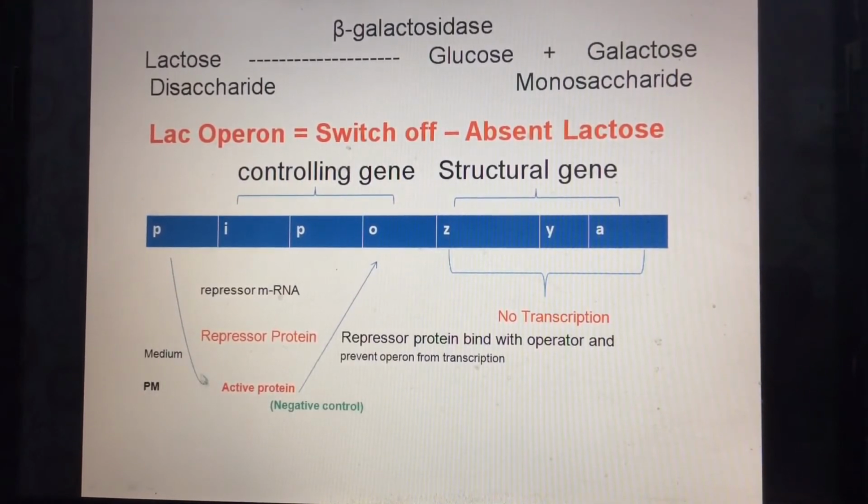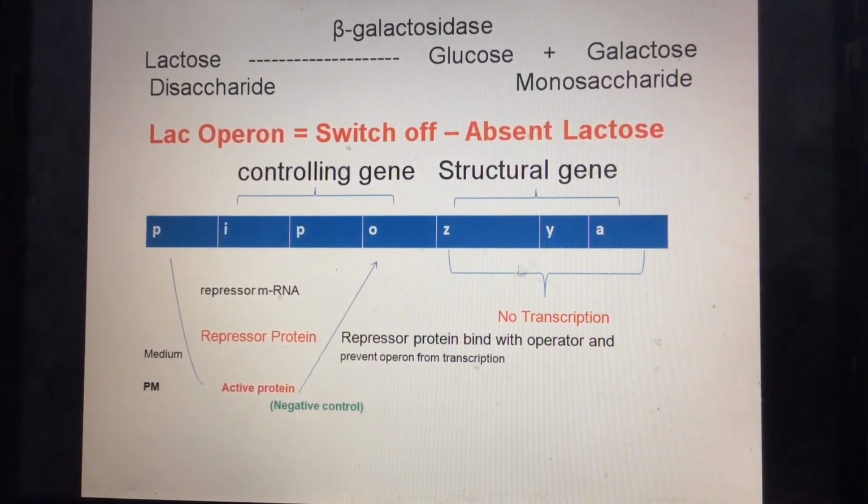So if there is no lactose present, this is the membrane of the bacteria, the plasma membrane, and this is the medium. Here there is no lactose. So this repressor protein, also called the inhibitor protein, starts the transcription process producing repressor mRNA, and the repressor mRNA, after the translation process, produces the repressor protein. This active protein binds with this region of the DNA. This is the operator region.